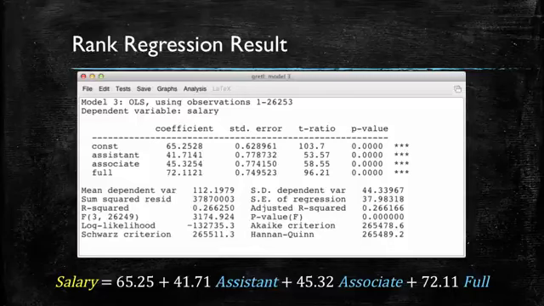This is the regression output. And if we write down our model, we end up with an intercept of 65.25 plus 41 times assistant plus 45 times associate plus 72 times full. And note something that will be very important as it was before, that each of the different coefficients for each of the dummy variables is statistically significant. So whatever differences in salaries they represent, we are certain that they are statistically significant.